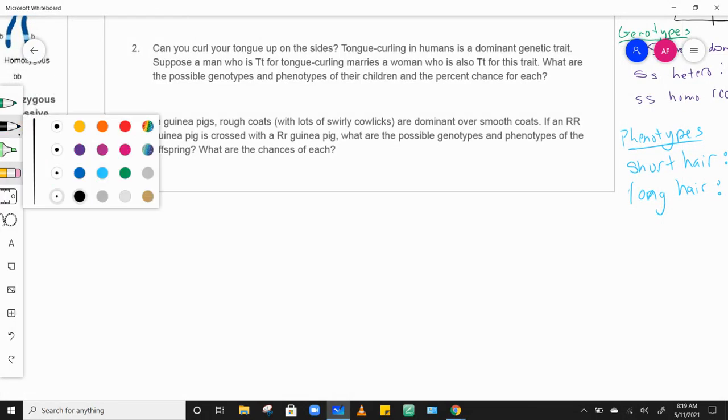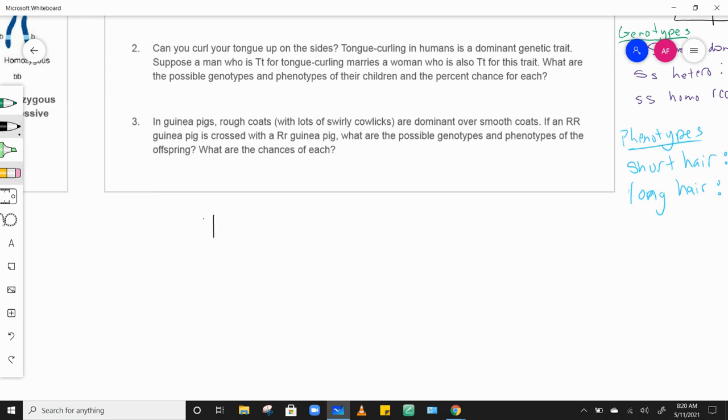Let's try another one here. So can you curl your tongue up on the side? So, right? Tongue curling is a dominant genetic trait. Suppose a man who is T, little t, and a woman who is also T, little t, have a child. What are the possible genotypes and phenotypes for their children?